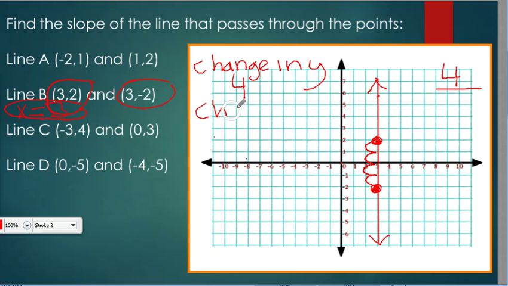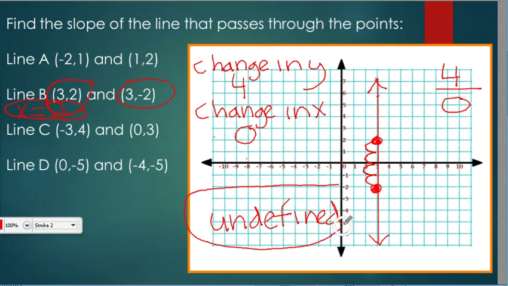Okay, now let's go ahead and find our change in x. Well, to get from here to here, we don't move horizontally at all. We don't move to the right or the left. So our change in x is going to be 0. And anytime you have 0 under your fraction, we would say that is undefined. Okay, so the steepness of this line is undefined.